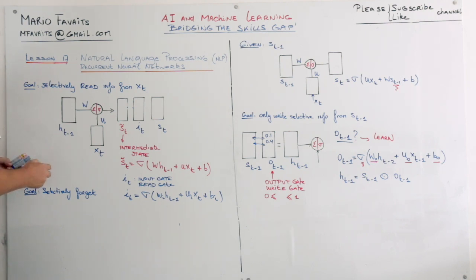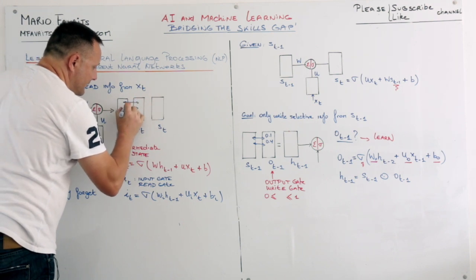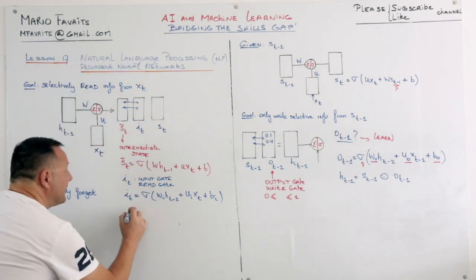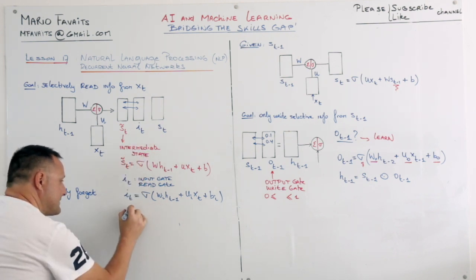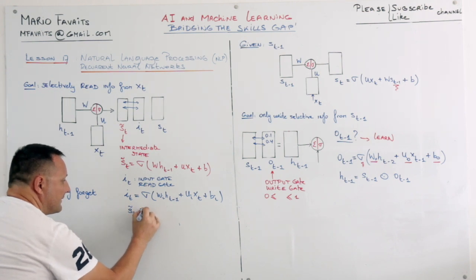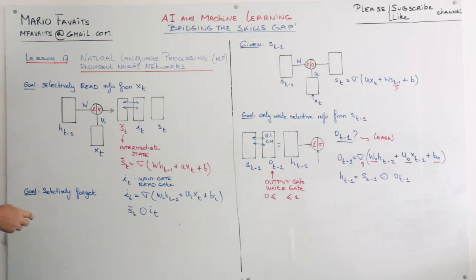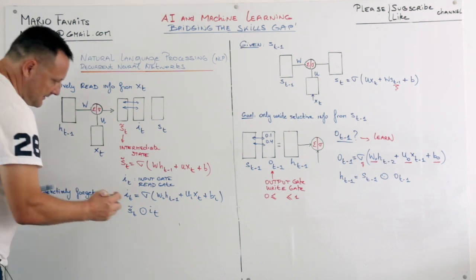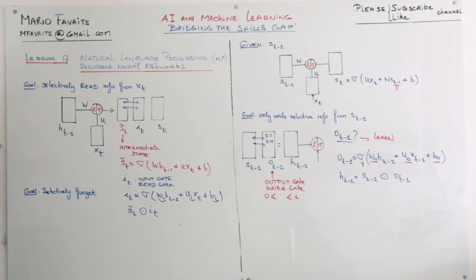And here again we do pairwise multiplication. So basically in our case we take s tilde t times it. This allows us to selectively take a portion of the new input. Alright, so here again, these are parameters that I introduce and that will need to be learned.